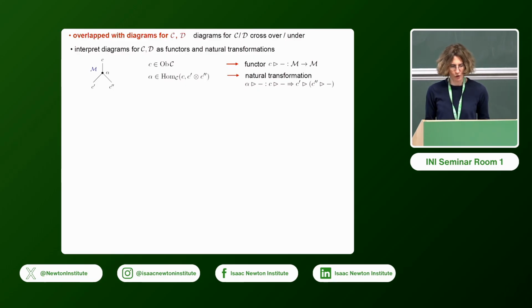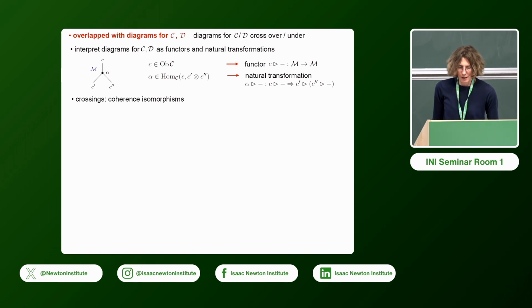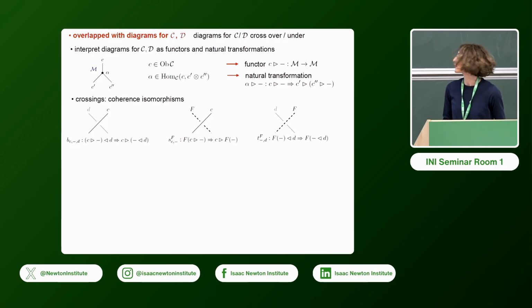So we can just integrate them into the picture in that way. But if we overlap such diagrams, there can be crossings. So not arbitrary crossings, but crossings of a diagram for C and one for D, diagram for C with functors or diagram for D with functors, and we have to say what we do with these crossings.